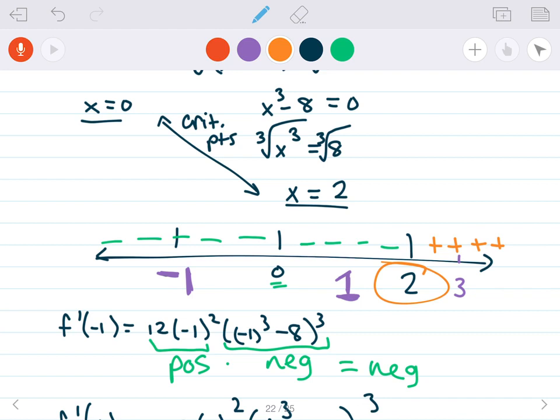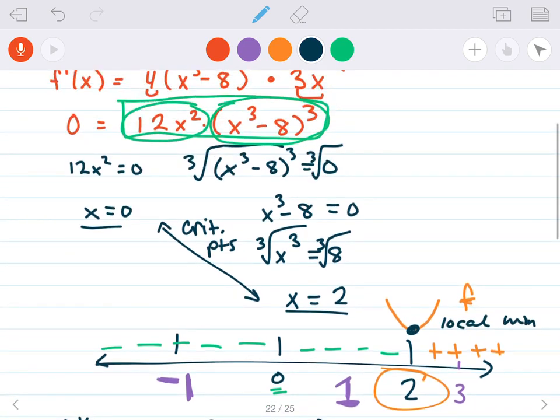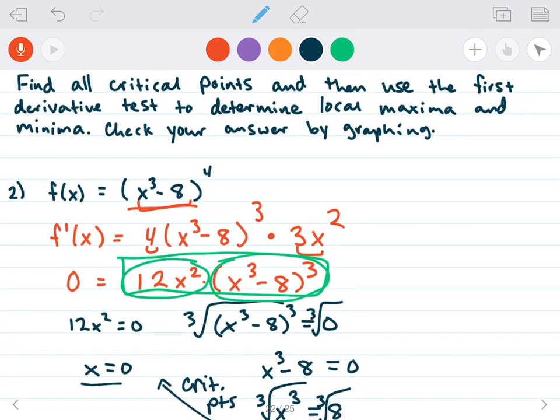And so this is kind of the same case, right? Because we're going from negative slope to positive slope on f, our original function. And so I am going to have a local min at x equals 2. Okay, now let's check out our graph to confirm this.